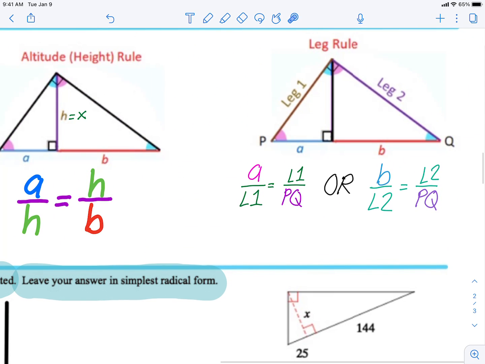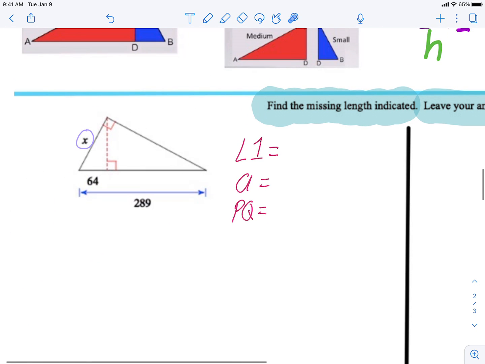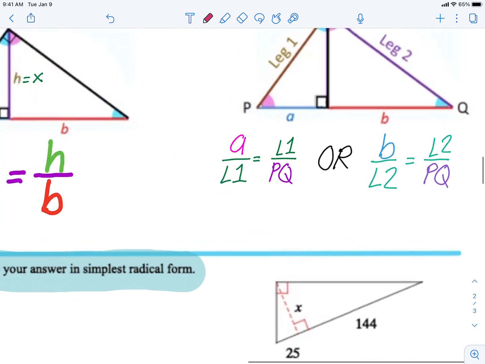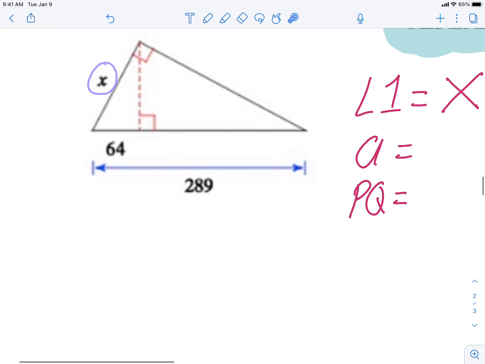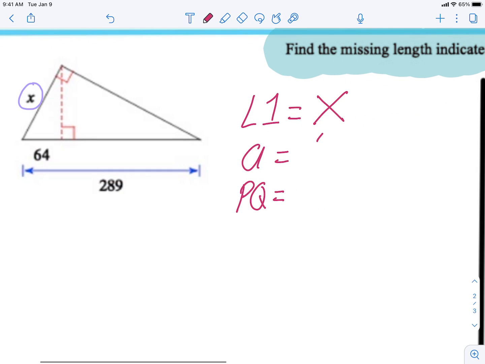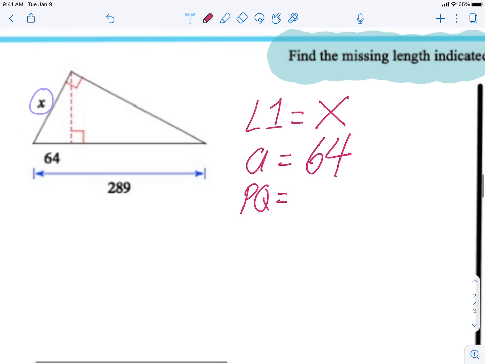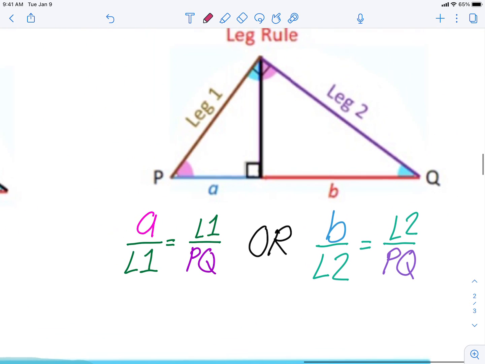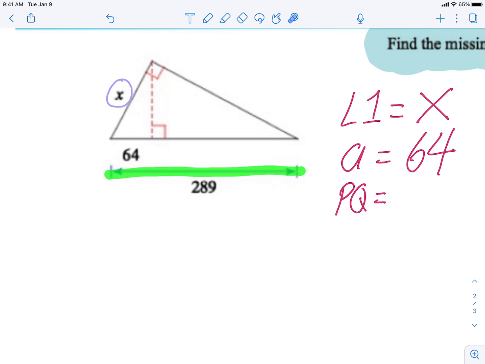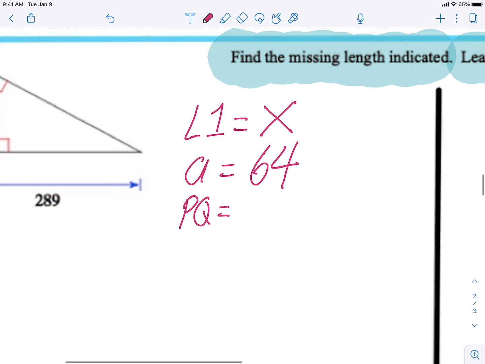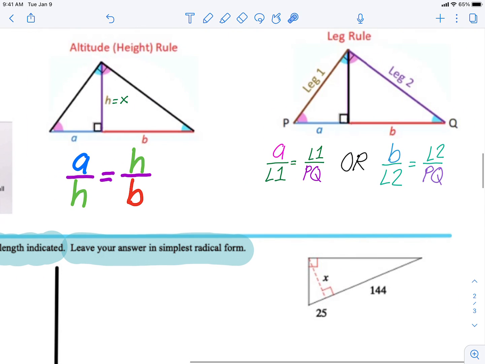So let us see what L1 is here on the left side. L1 here is X. What is A, kiddos? A is right here on the bottom left. So what is on the bottom left here? 64. And let's look at PQ, the whole thing, P to Q. From left all the way to right is 289. How about that? And we're going to use our formula right here.